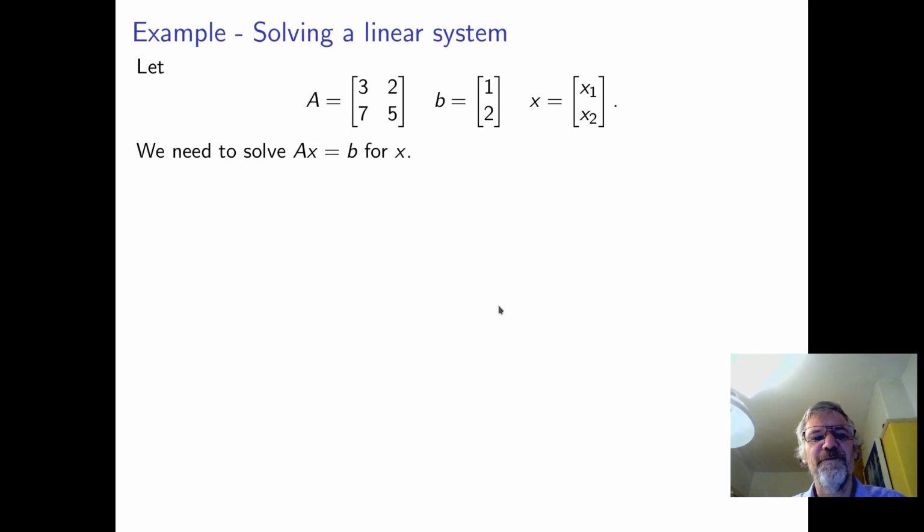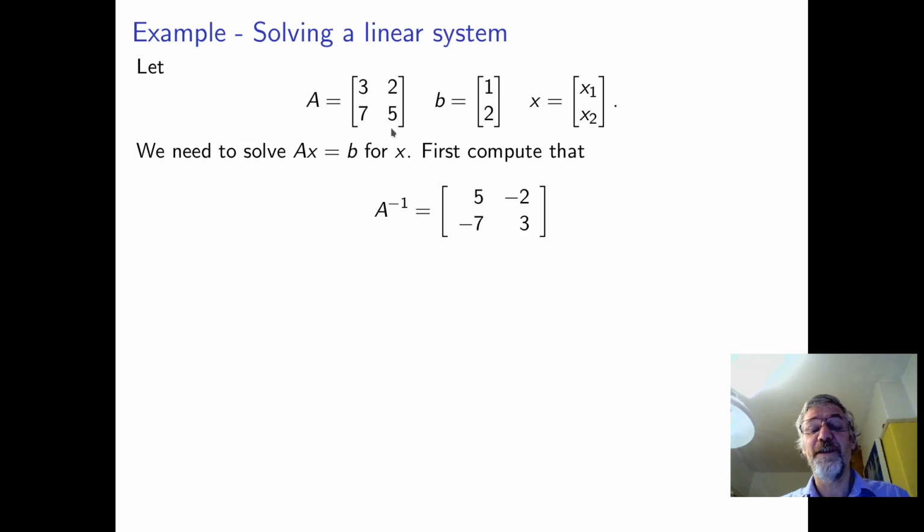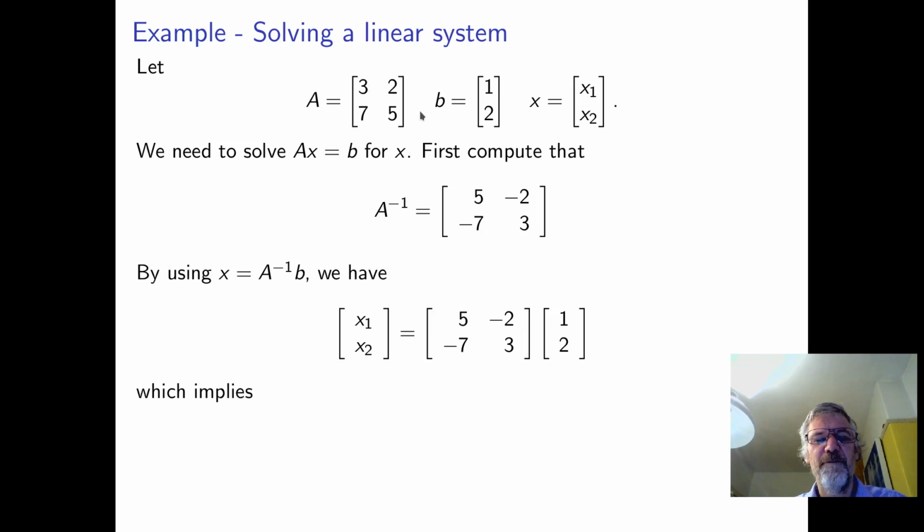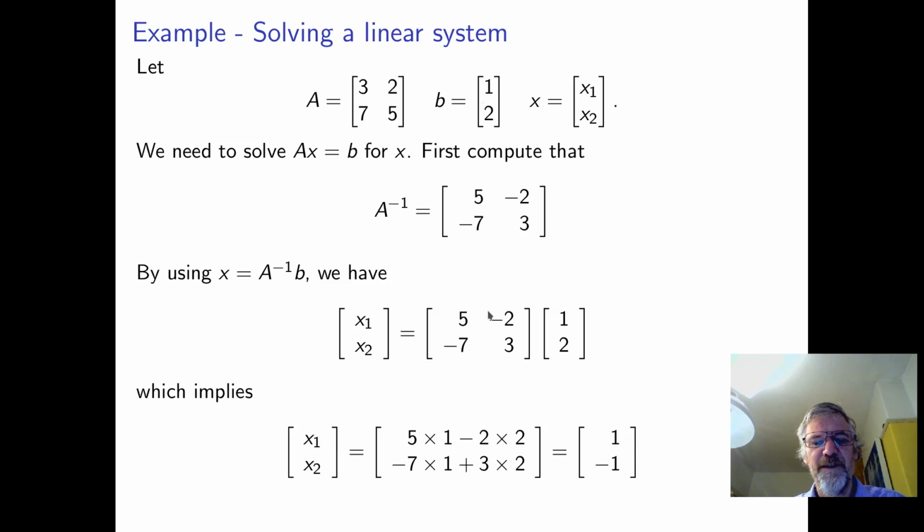So if we want to solve Ax equals b for the variable x, first we work out the inverse. We do that by working out the determinant. Of course, that's 15 minus 14, so it's just 1, and the determinant's easy. Then we swap the 3 and the 5 and negate the 2 and the 7. Then we can solve it simply by applying this inverse matrix to our particular right-hand side, 1, 2. So x1 is 1 minus 1.